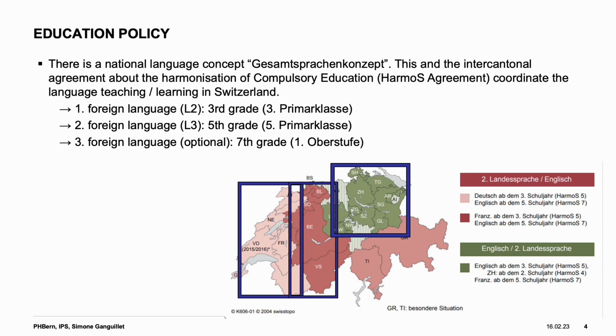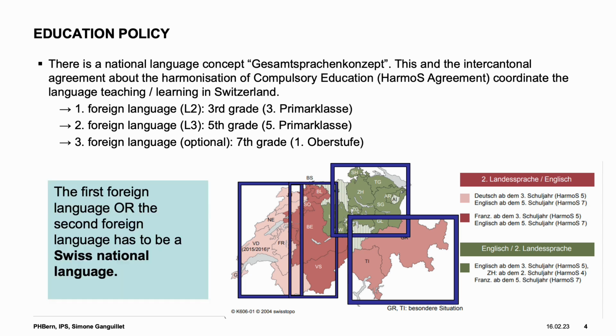And in the Italian-speaking part and the Rito-Romansch-speaking part of Switzerland, over here, it is a little different, but according to the Gesamtsprachenkonzept, or this national language concept, the first or the second foreign language has to be a Swiss national language, as you can see here.